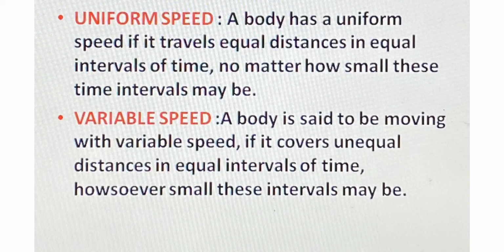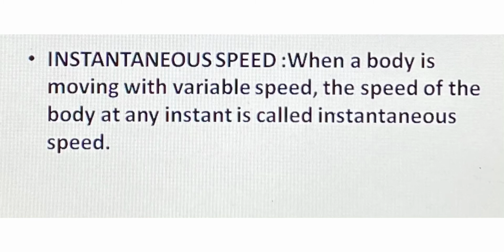So when it is performing non-uniform motion, it will be having variable speed. Next is instantaneous speed. When a body is moving with variable speed, the speed of the body at any instant of time is called instantaneous speed. Suppose that you are going in your vehicle and you see the speedometer of your vehicle. Then the speed that you are seeing at that particular instant of time is called instantaneous speed.